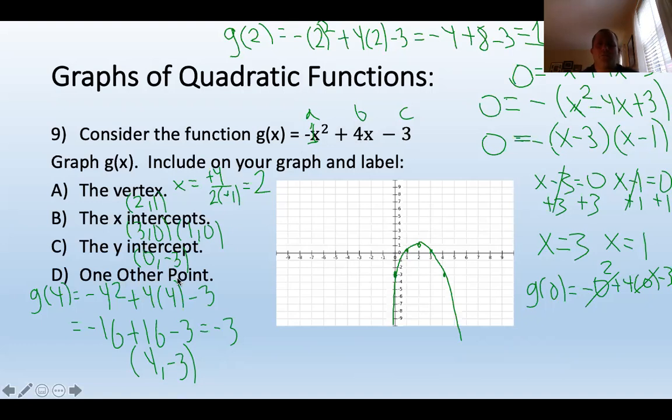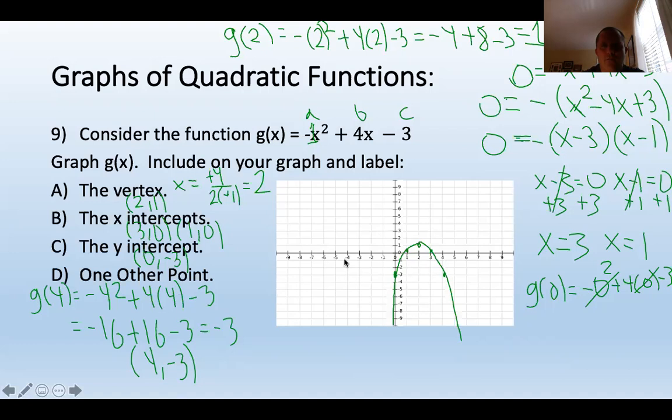Now, to get one other point, you just need to pick an x-coordinate to plug in for x. Now, how would you determine which x to plug in? Well, I've got x to be 0, 1, 2, and 3. So I just picked the next number on the right, which is 4 for the x there. And that balances the function out as far as which x's you have.